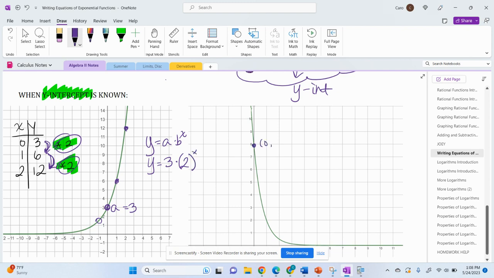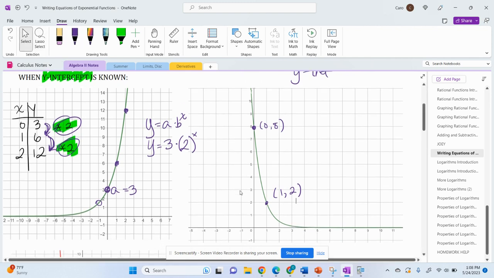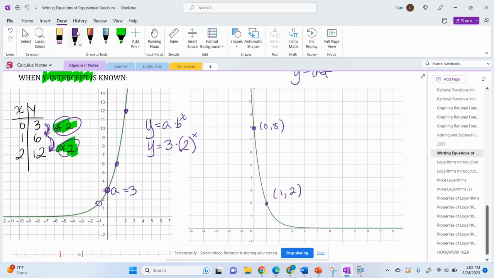What about this one here? I definitely have the (0, 8). I definitely have the (1, 2). And we do have another point here, but let me get my pen here. I mean, this kind of looks like 1/2. Let me see if the pattern still holds. But these 2 I'm definitely sure on.